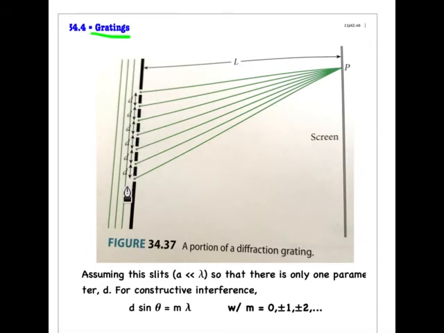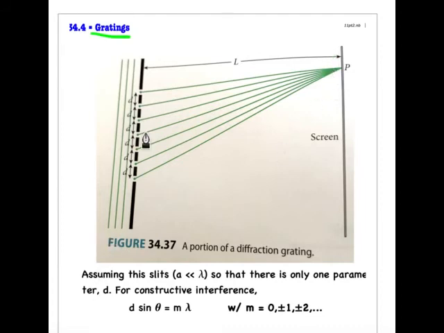So you have many thin slits in an opaque screen, and light incident on that would be called a transmission grating, because the light goes through the screen, through the slits, and then downstream you have a projection screen where you're interested in the intensity of the light. Well, again, you'll get a diffraction pattern.